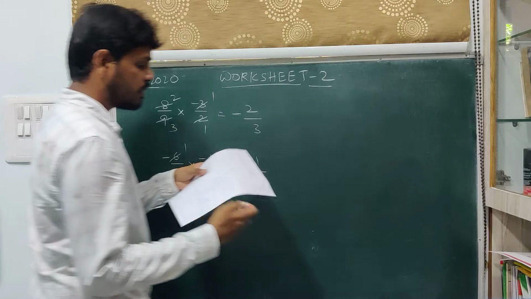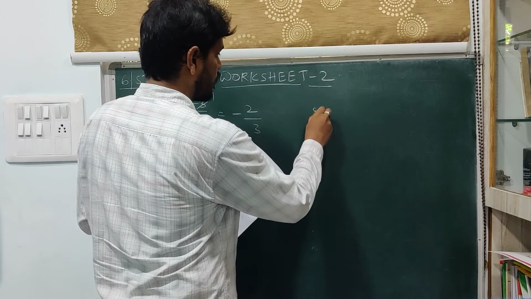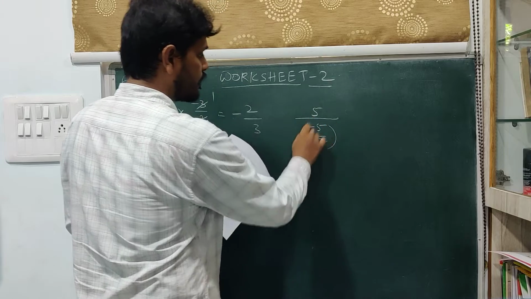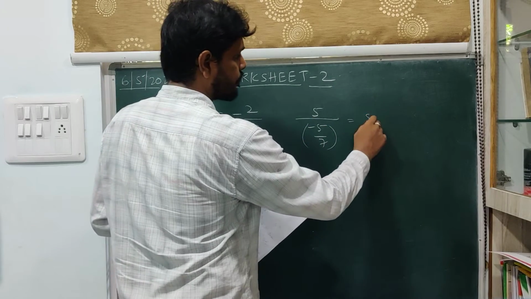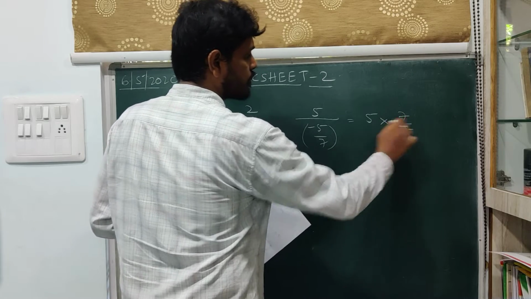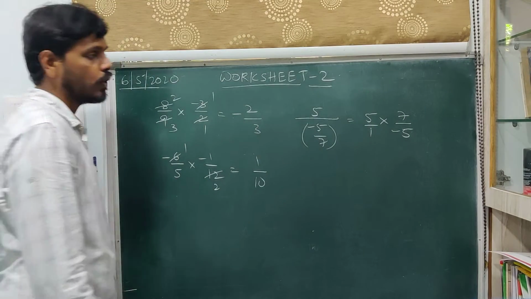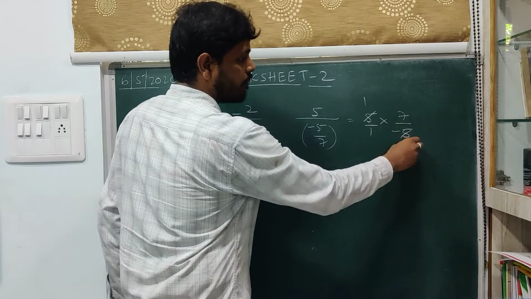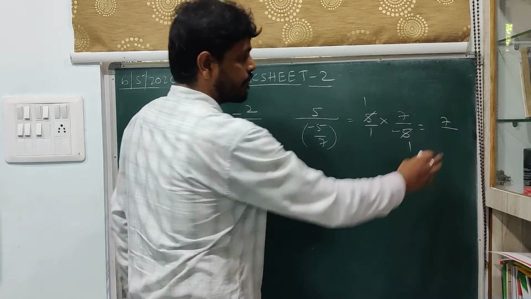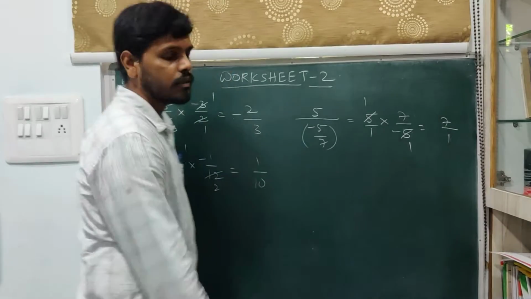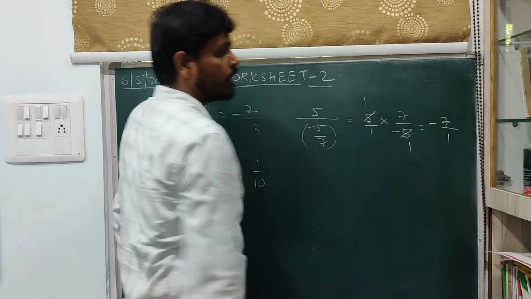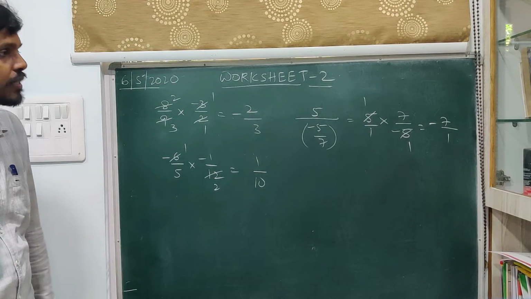Look into the next case, that is 5 divided by minus 5 by 7. Now this you can write as 5 into 7 by minus 5. You can take the denominator of 5 as 1. Now 5 and 5 cancel. 1 into 7 is 7, 1 into 1 is 1. You need not write it, or if you want, you can write that. Plus and minus, numbers of different signs, you will arrive at a negative sign.